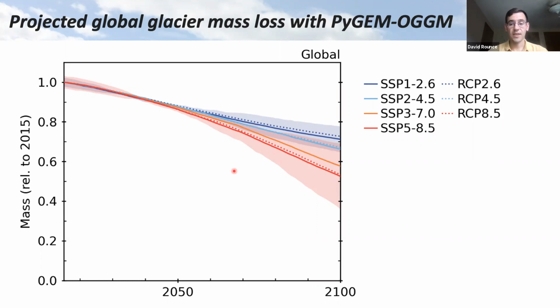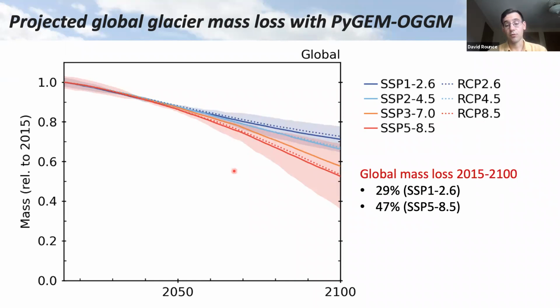So what we find is that the glaciers are projected to lose between 29% and 47% of their mass, depending on the SSP scenario. At the global scale, we find that this mass loss is similar between the SSP and the RCP scenarios. So if you look at the same colored lines, they're not too far apart from one another. I'll note that at the regional scale, we can start to see differences on the order of 10 to 15%, but I didn't show those results here.